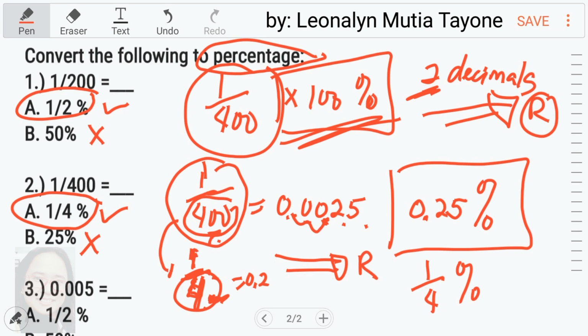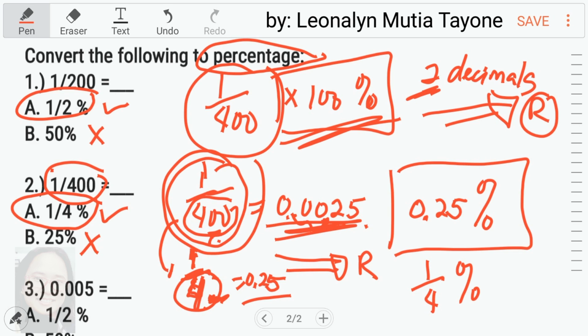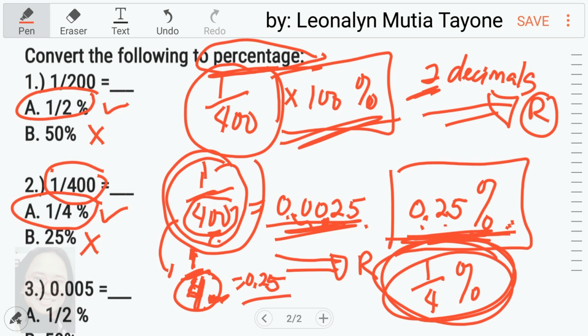0.25 lang. Okay? And then, ngayon, ang tanong dito ay, si 1/400, i-convert natin into percentage. Si 1/400, ang equivalent niya ay 0.0025 or it is equivalent to, kasi gawin naman natin siyang percentage. Mayroon siyang percent sign. So, 0.25%. 0.25 is also the same as 1/4%.